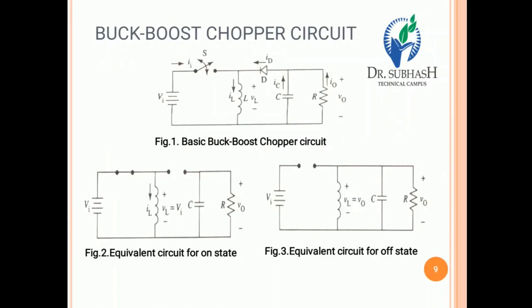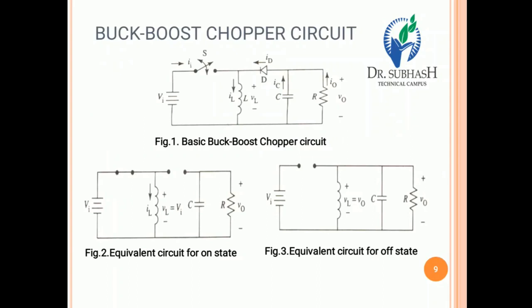Here we have to connect the series switch S with the input voltage supply Vi, and the inductor is connected in parallel with the input voltage Vi, right? So that switch can be operated in two different modes, either turn on condition or turn off condition.